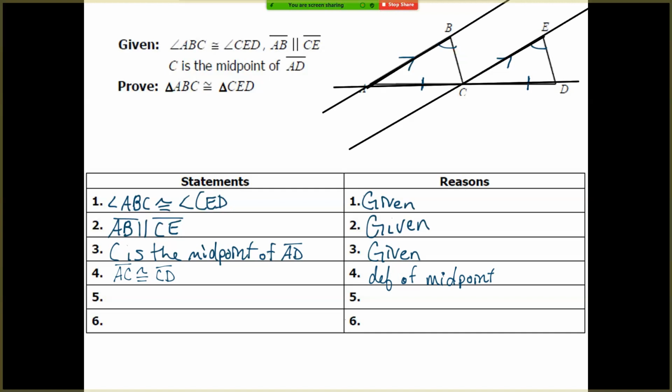Those 2 parallel lines are being cut by this transversal here, creating 2 corresponding angles. Angle BAC and angle ECD are corresponding. They're both at the top right of the intersections of that transversal, so they're therefore congruent to each other. So I can say that angle BAC is congruent to angle ECD because they're corresponding.